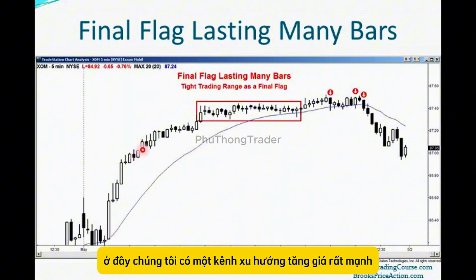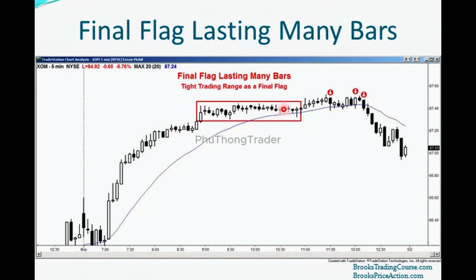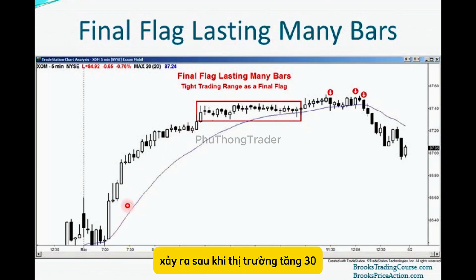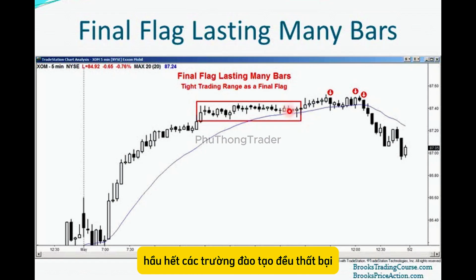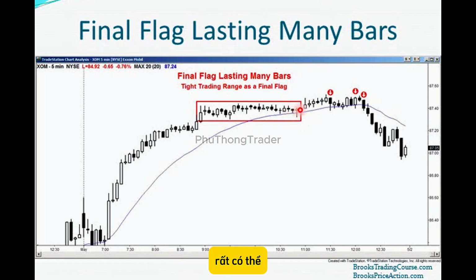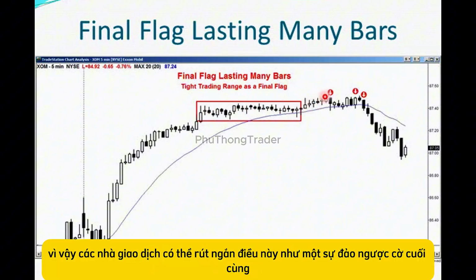Here we have a very strong bull trend channel, and then a very tight trading range occurring after the market had rallied 30-40 bars or so. So you have to suspect that it could be the final flag in the bull trend. Also, most trading range breakouts fail, and especially tight trading range breakouts. So chances are the bull breakout from this tight trading range will fail. So traders can short this as a final flag reversal.